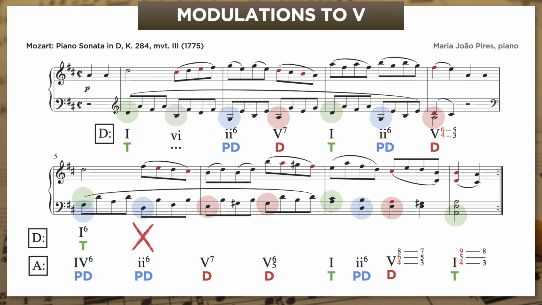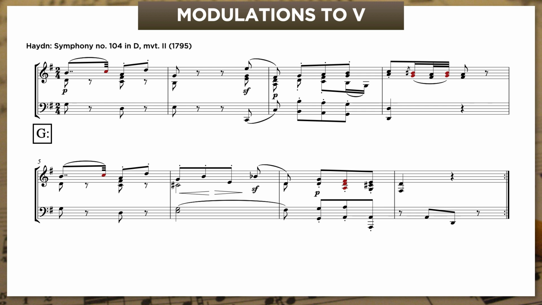The next example is the slow movement from Haydn's Last Symphony, number 104 in D. And when we listen to the antecedent, pay special attention to the deceptive resolution of the first dominant. Now look at the consequent phrase.